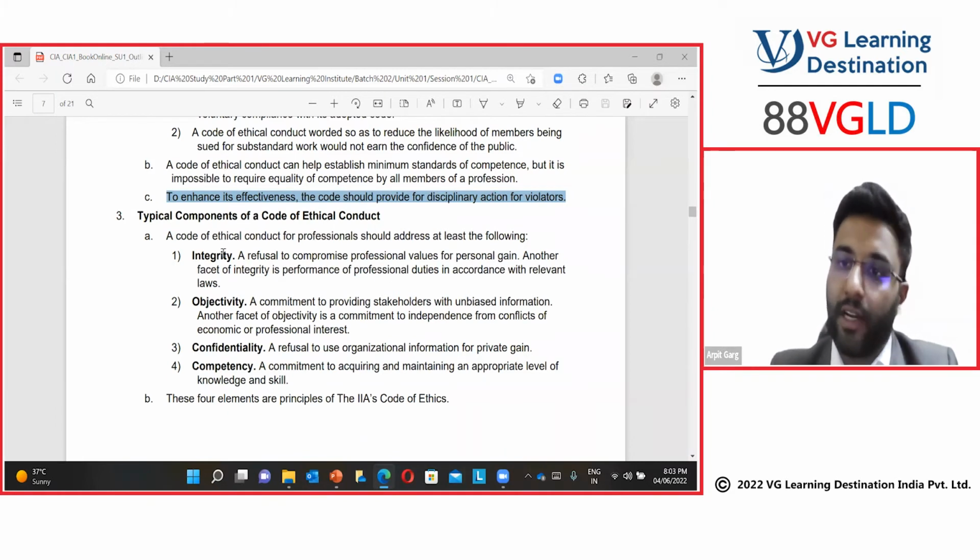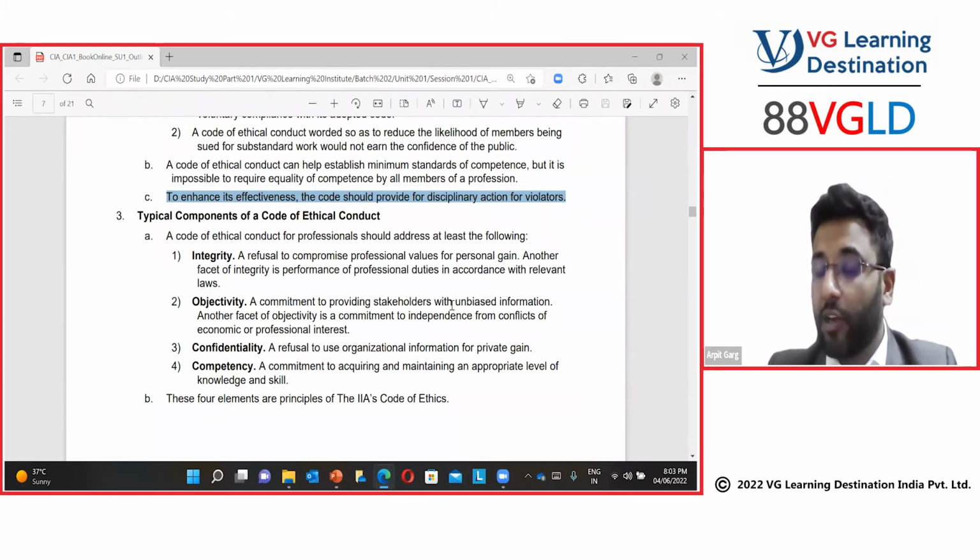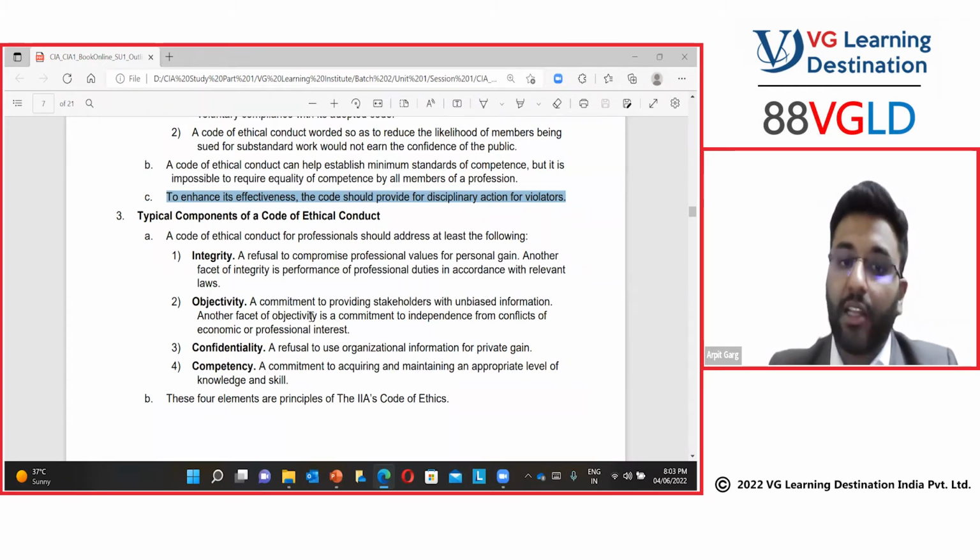So when we move forward, we'll understand more in detail. At this point of time, this is the brief about integrity. Objectivity is a commitment to providing stakeholders with unbiased information. Another facet of objectivity is a commitment to independence from conflict of economic or professional interest. Confidentiality is a refusal to use organization information for private gain, and competency is again a commitment to acquire and maintain an appropriate level of knowledge and skill.